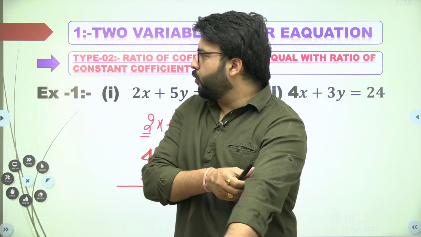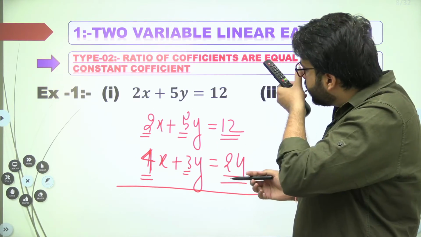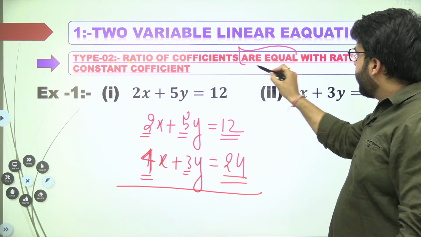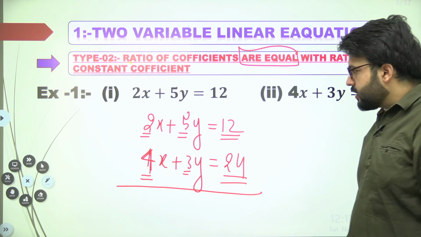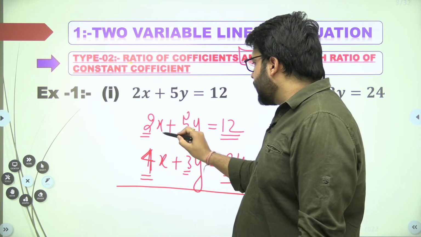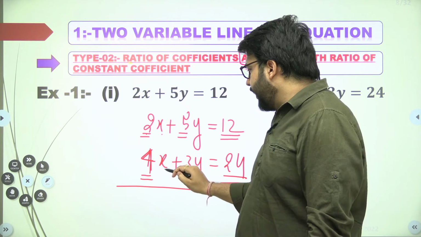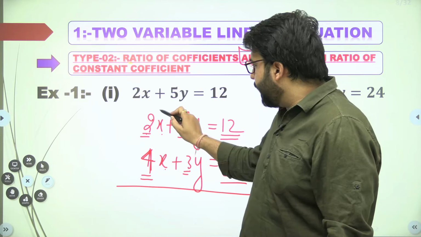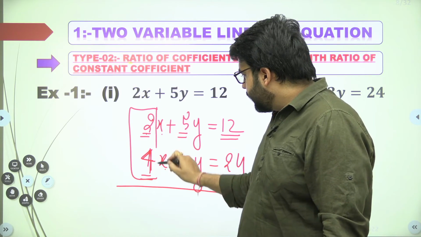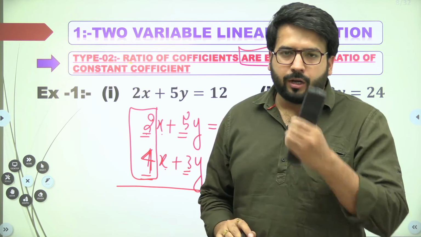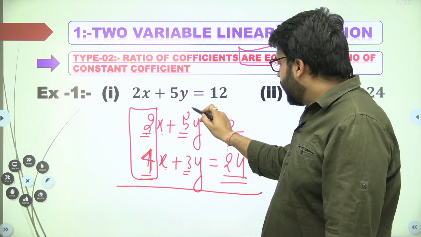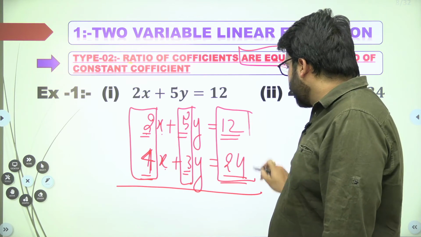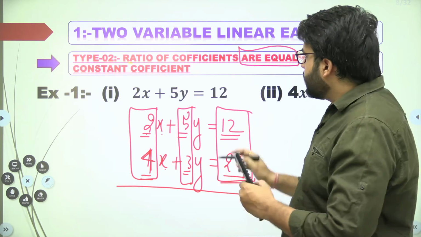So what we have to do, what is the type of this? Now you can read, ratio of coefficients are equal. What is the meaning of this statement? In the first equation the coefficient of x is 2, and in the second equation the coefficient of x is 4. So we have to find the ratio between these two. Similarly between these two also, and similarly between these two also. This is the meaning of this statement.